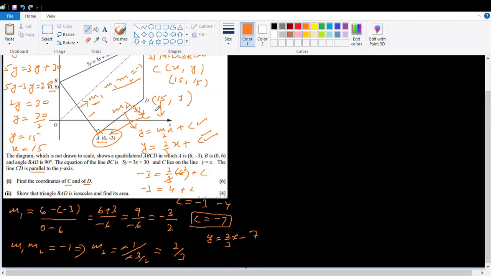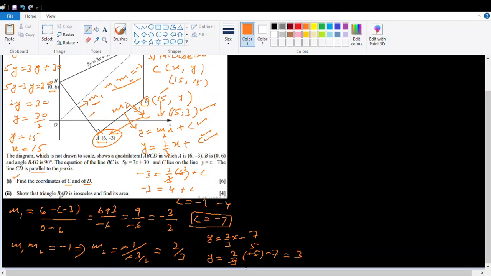Now you are supposed to find the coordinates of D. So substitute the x coordinate of this point in this equation, and we are supposed to find y. We keep y as it is, and 2 over 3 x is 15 minus 7, which equals 5 times 3 is 15, 5 times 2 is 10, 10 minus 7 is 3. So y is equal to 3. So the coordinates of D are 15 comma 3. So this is the first part done.